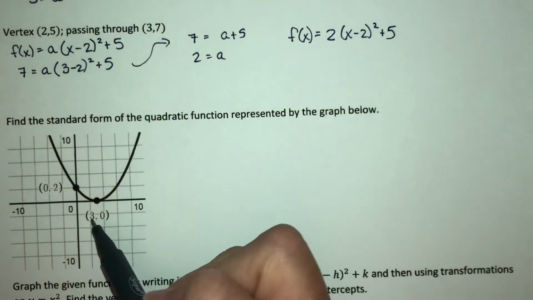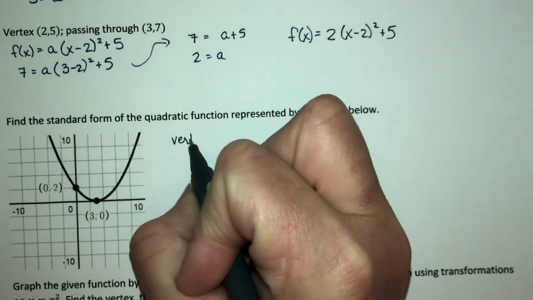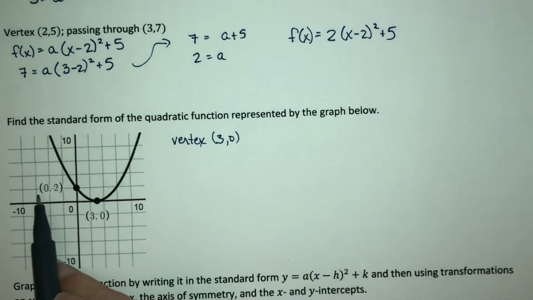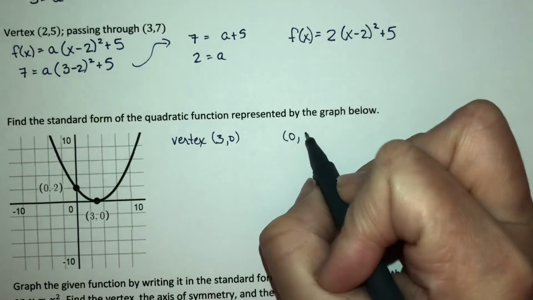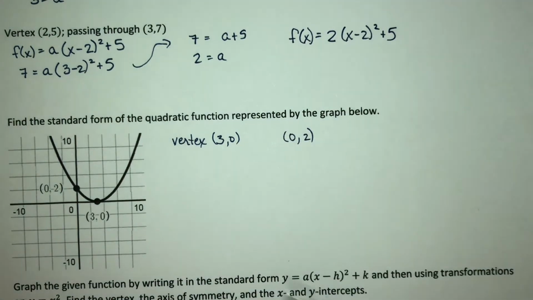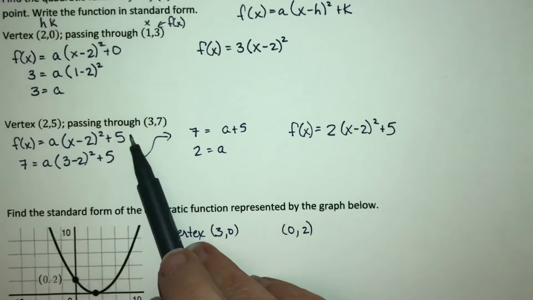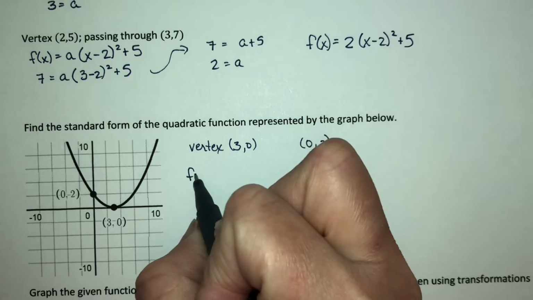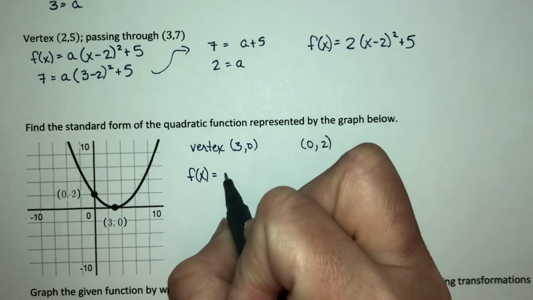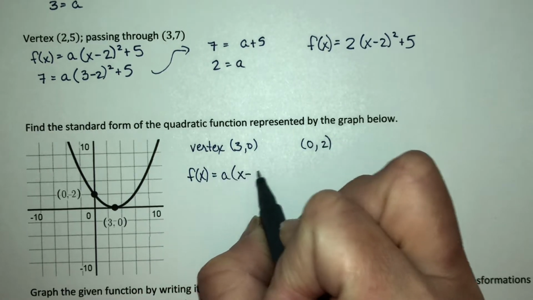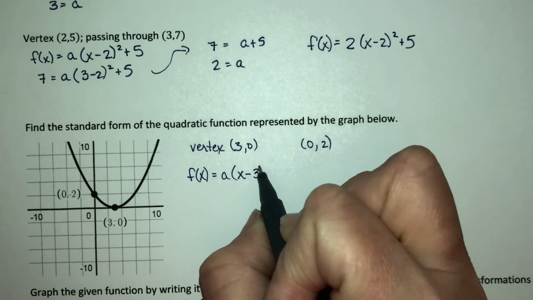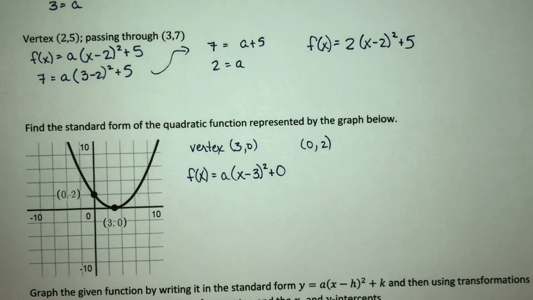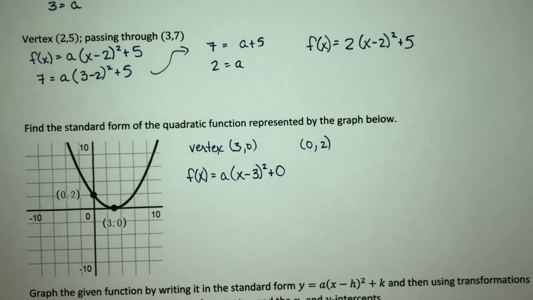The vertex is where you change direction, so the vertex is the point (3, 0), and we know it passes through the point (0, 2). So we just had to use the graph to pull off the information we were given in the previous problems. So I have f(x) = a(x - h)^2 + k, where h is 3 and k is 0. And of course, we don't need the plus 0.